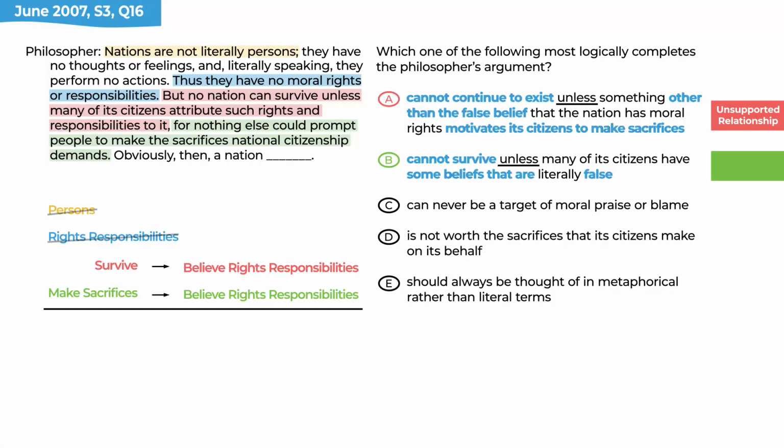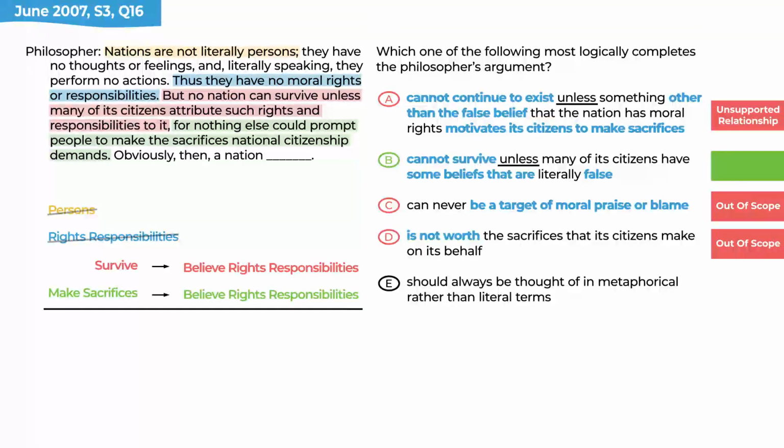Answer choice C says that a nation can never be a target of moral praise or blame. Well, the idea of being a target of moral praise or blame is not discussed in the statements. It's out of scope, and we can get rid of C fairly straightforwardly. Answer choice D says that a nation is not worth the sacrifices that its citizens make on its behalf. Well, the idea of worth is not discussed anywhere. So again, this is going to be out of scope.